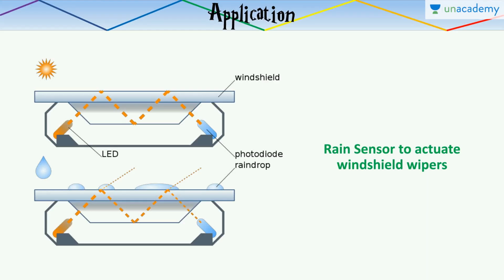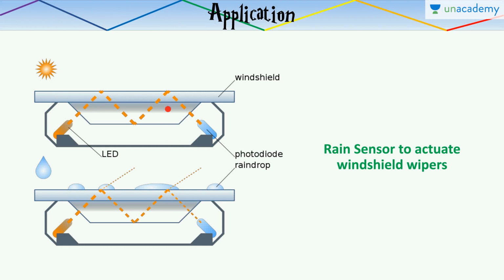Another application of total internal reflection is in the case of rain sensors on windshields, which automatically actuate the wipers to clean the water droplets from the windshield when rain occurs. When there is no rain, that is, there are no water droplets on the glass surface, there is total internal reflection of the light from the LED lamp, and all the light is absorbed by this sensor here, a photodiode.